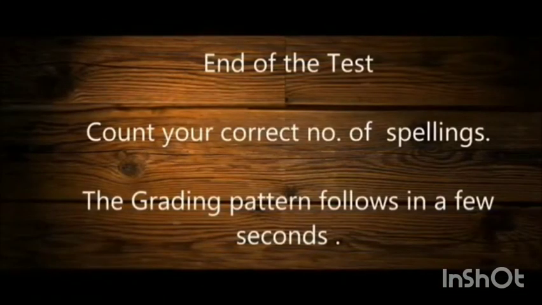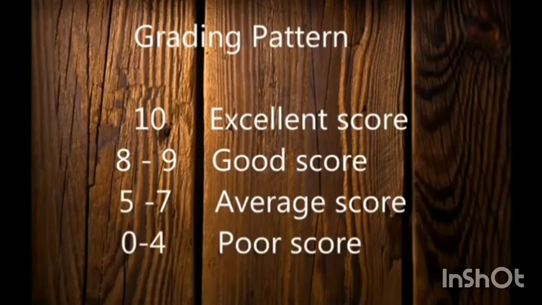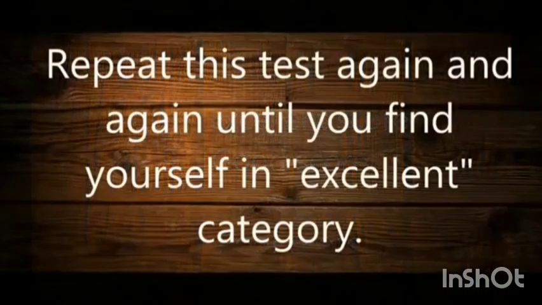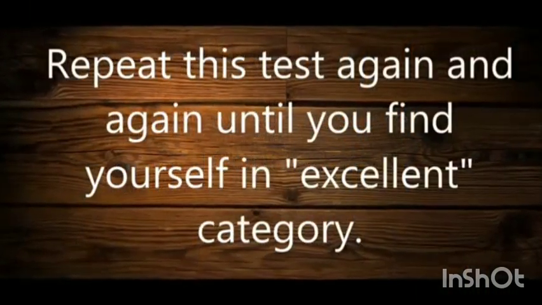That's all for this test. Now count your number of correct spellings. The grading pattern is as follows. Hoping you all might have got 10 marks. If you have scored 10 marks, your score is excellent. If 8 or 9 marks, your score is good. 5 to 7, average. If 0 to 4, you have scored very poor marks. If you are excellent, it's very good. If not, repeat this test again and again until you're excellent.